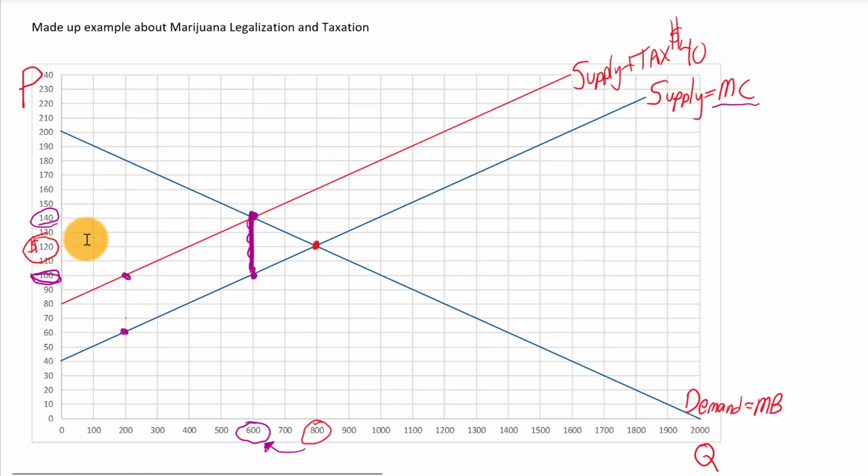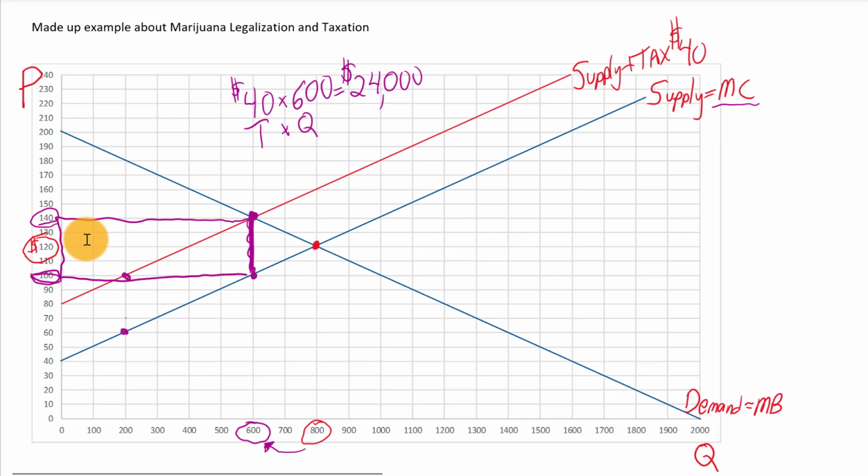And we could calculate the total tax revenue here as $40 per unit, which we call T, times how many units are being sold, 600, so that's times Q. That's going to give us the total amount of tax revenue collected. And looks like that's going to be $24,000 in this case. And we can visualize that as a rectangle again right here. The area of that rectangle is the amount of the tax that's going to be collected.